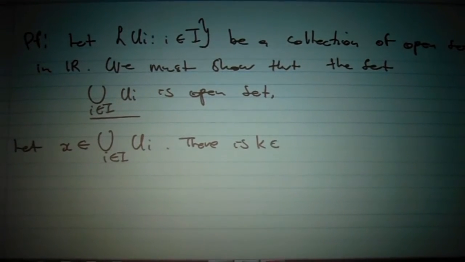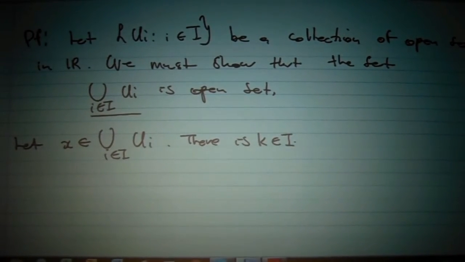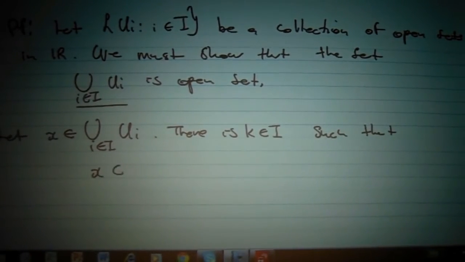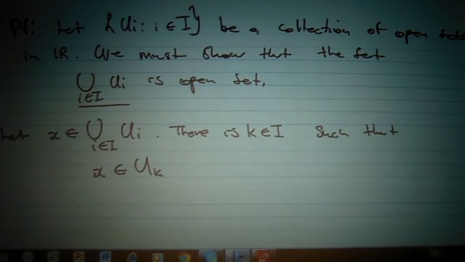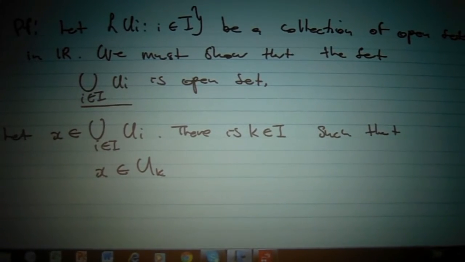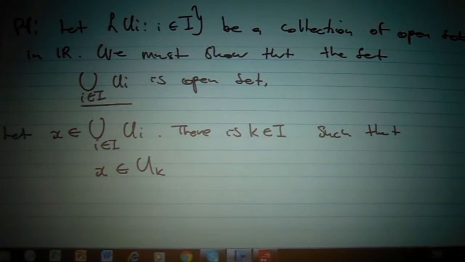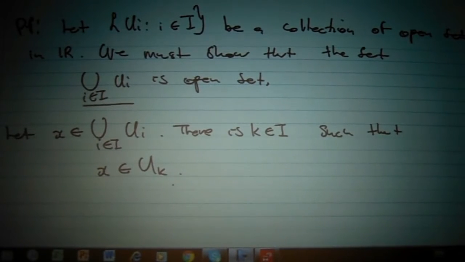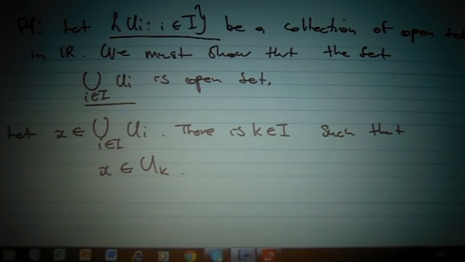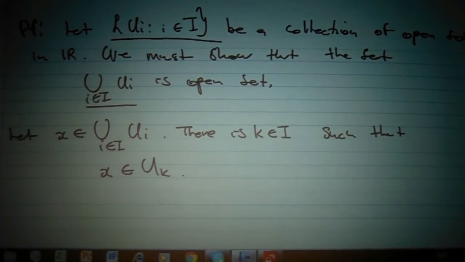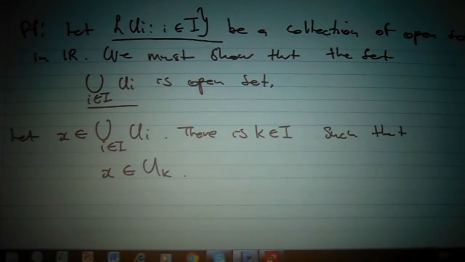So let's say x is in the union over I, right? We can find k in I such that x is contained in U_k. Is it true? Right. If it's in the union, so that should be, yeah, okay. But then what can we say? Now we see x is in U_k, and k is coming from I. What do we know about this U_k? It's open. It's open.